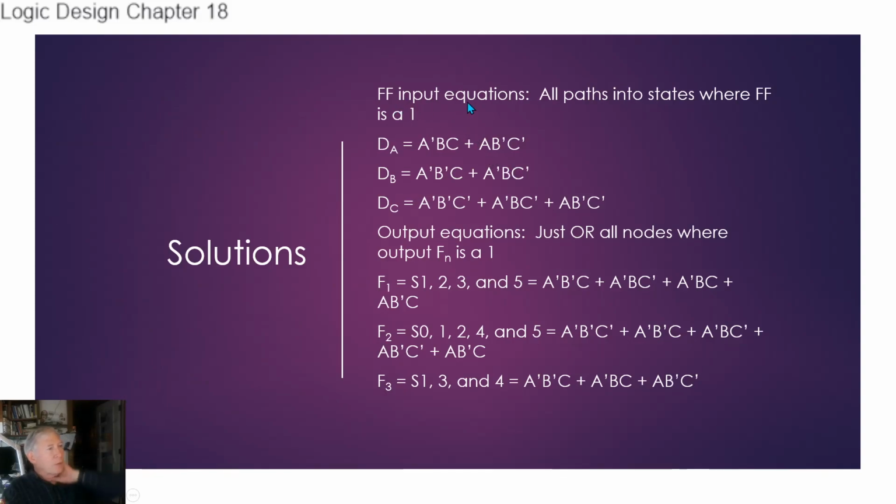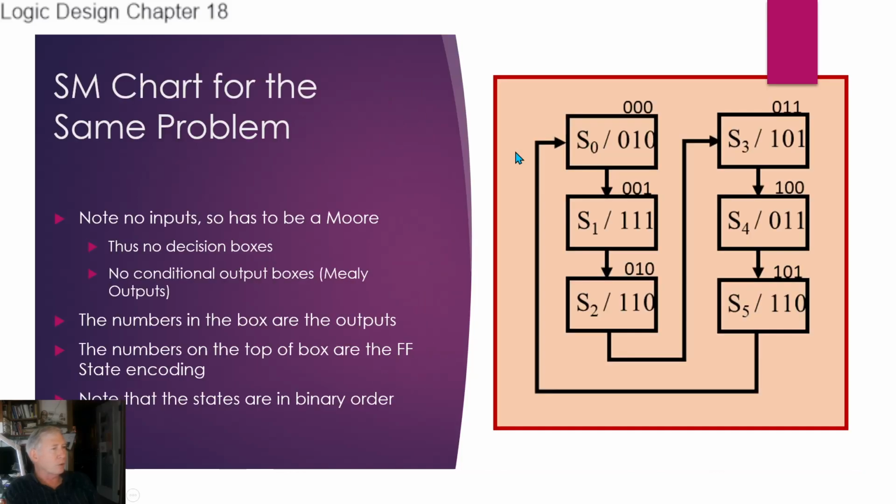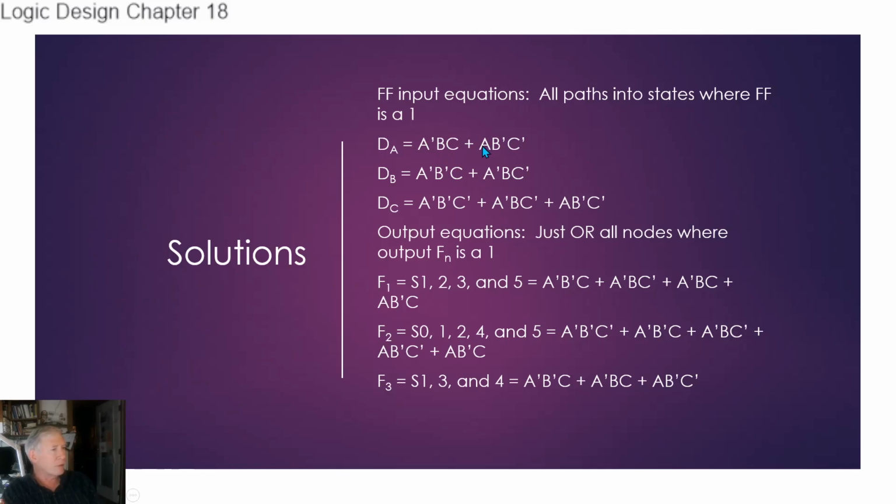So you know that our flip-flop input equations, our DA is just all the paths into states where the flip-flop is a 1. So if we go back here, what states is the A flip-flop a 1? It's a 1 in S4 and S5 only. So we just need to account for the paths into S4, there's only 1. And the path into S5, there's only 1. And there's no inputs, so there'll be no X's involved. So the path in here is just 0, 1, 1. And the path into S5 is just 1, 0, 0. So we just OR together A prime BC plus A B prime C prime.